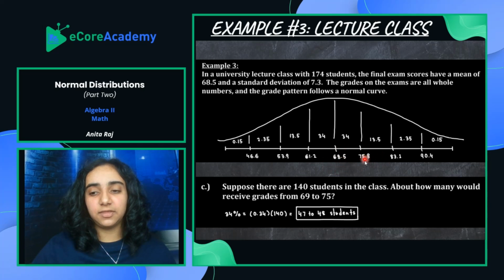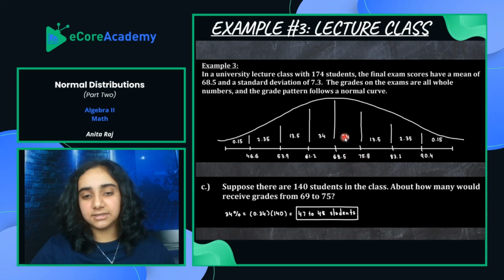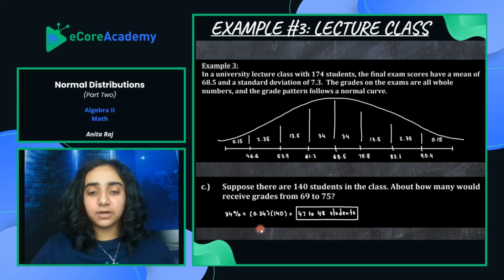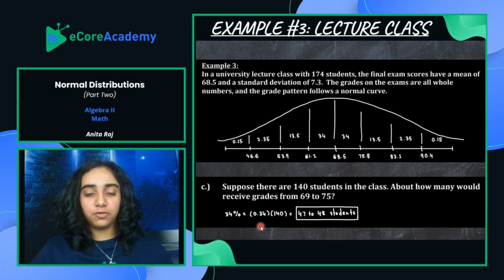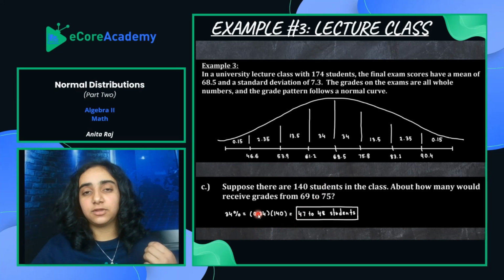So we're pretty much looking in this range here because we were asked from 69 to 75. So just this interval here. Well, we're going to find the percent of students falling in this interval, and we know that's 34% because that's a memorized percent. Now we're going to convert that to a decimal, 0.34, because we are not asked for the percent, we're asked for the amount of students.